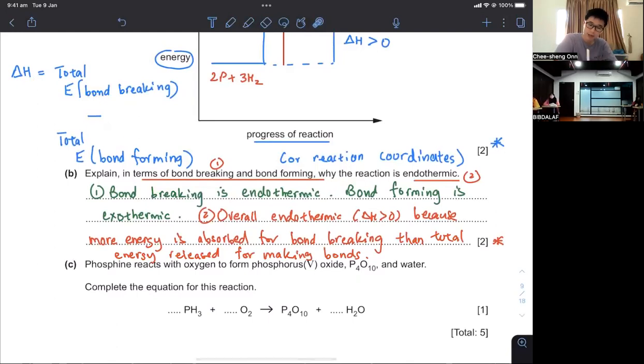If you want to explain why it is exothermic, exothermic means this is negative. Negative means small minus big. So you will say there will be greater total energy released when you form bonds than the energy absorbed for bond breaking. Then overall delta H will be negative and it will be exothermic. Be careful with the essay, be careful with the actual formula.